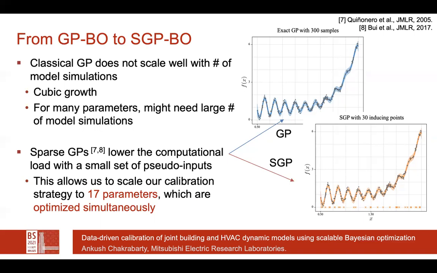An example of how SGP does is shown on the right here, where if you look at a one-dimensional function and an exact GP with 300 data points, then even with 30 well-chosen inducing points, the SGP replaces the initial data set and reproduces the function that the exact GP is showing with pretty good accuracy.